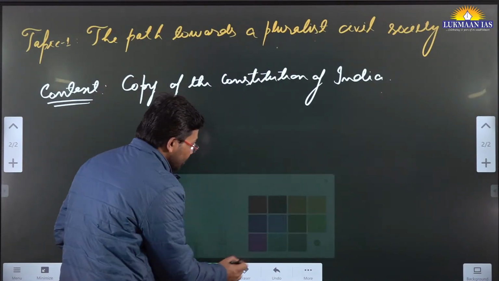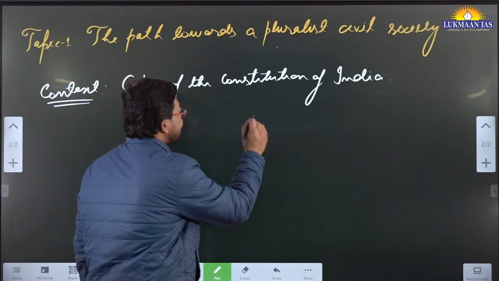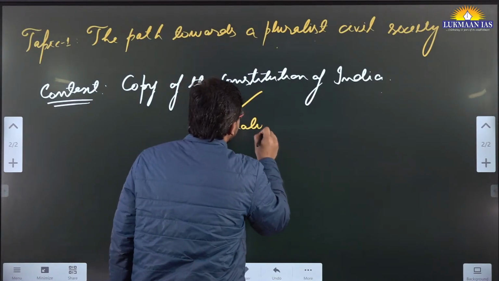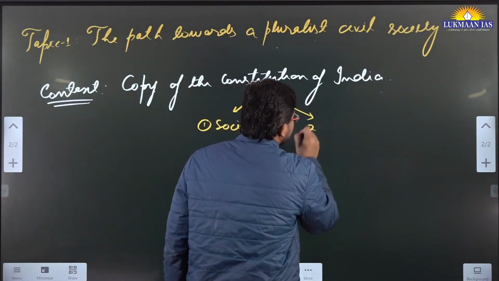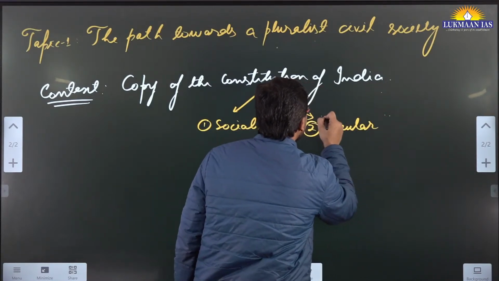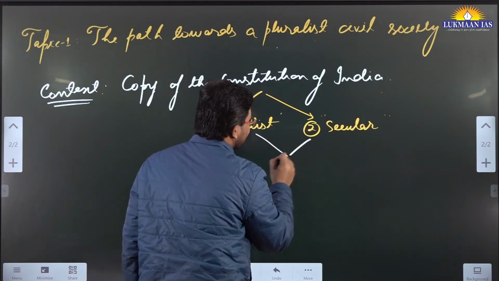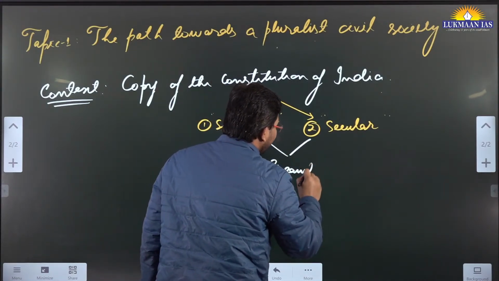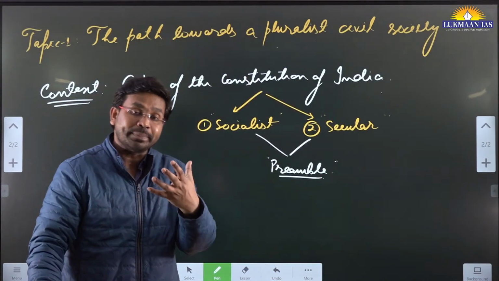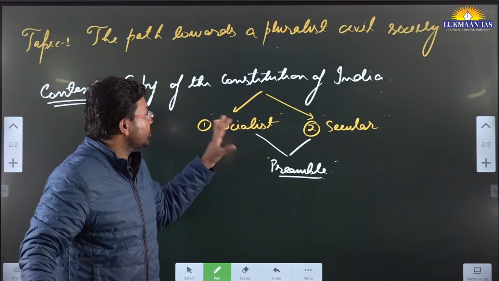And in the original Constitution of India, some important keywords are mentioned. These keywords are socialist and secular. I'm going to discuss these important keywords. One is socialist, the second is secular. These are the words mentioned in the preamble of the Constitution. What is the preamble? The preamble is considered to be the preface of the Constitution of India. It is the introduction to the Constitution of India.